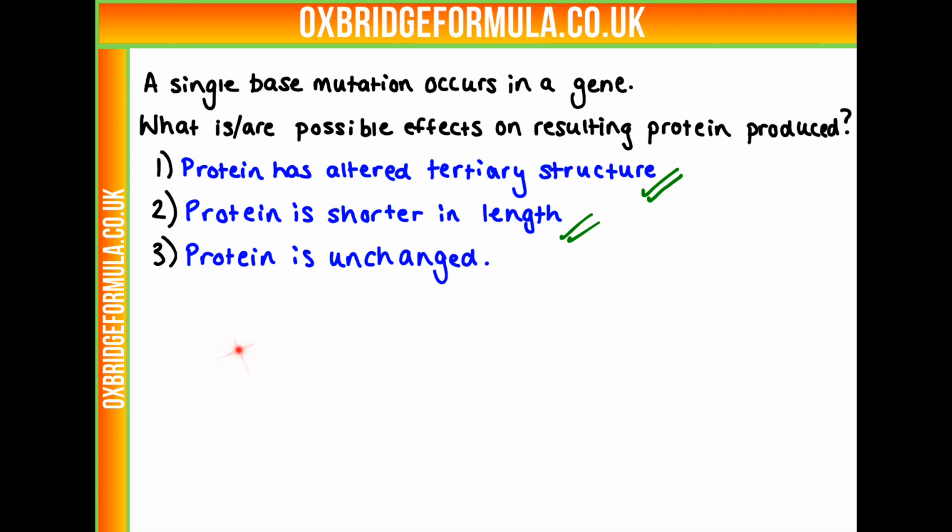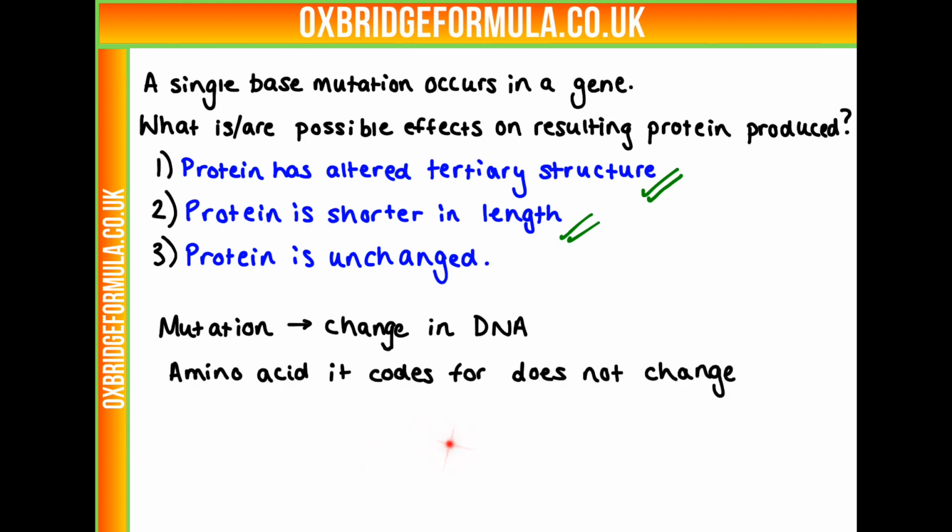Our third statement is that the protein could be unchanged. So we know that the mutation is going to cause a change in our DNA. Does this mean that there's always going to be a change in our triplet code? Well, no, because some triplets code for the same amino acid. So the amino acid it codes for may not change. Let's have a look at an example of that.